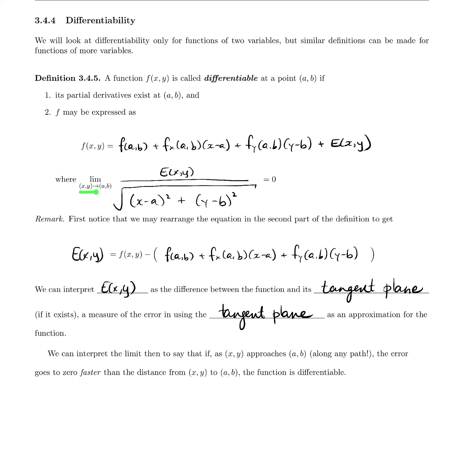And if that limit as (x, y) approaches (a, b) equals 0, that means that the numerator must be approaching 0 faster than the denominator does, which means that as (x, y) approaches (a, b) along any path that you should choose, remember these are limits in R2, as (x, y) approaches (a, b) in two-dimensional space, the error term must go to 0 faster than the point (x, y) is approaching (a, b). If that is the case, then the function is differentiable.